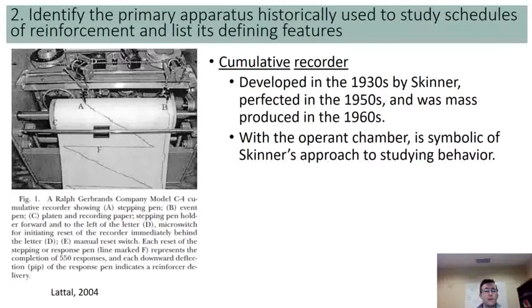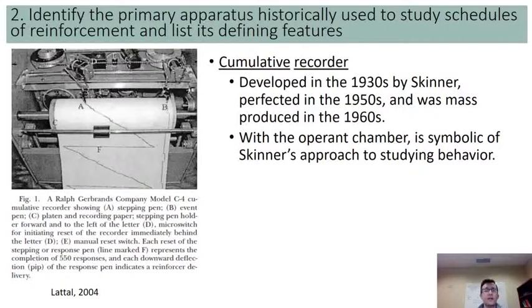And sometimes there's a light that signals the availability or unavailability of the reinforcer. We've also talked about the grid on the bottom of the operant chamber, which sometimes can be used to study the effects of negative reinforcement by using electric shock and so forth. So we've talked a lot about the operant chamber.